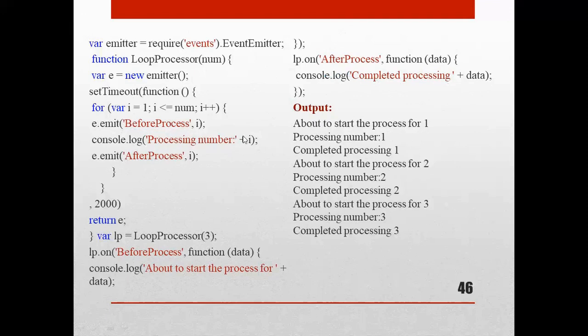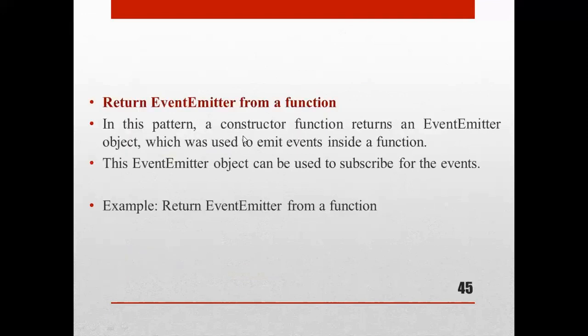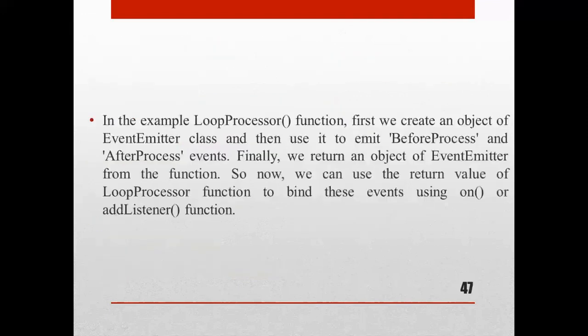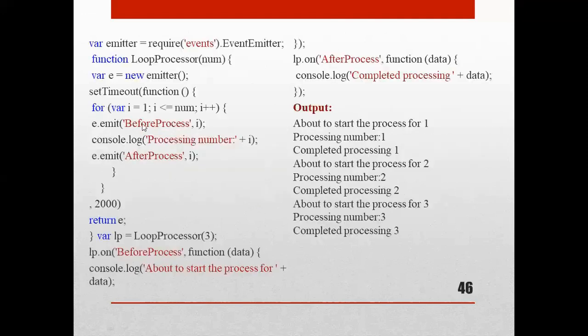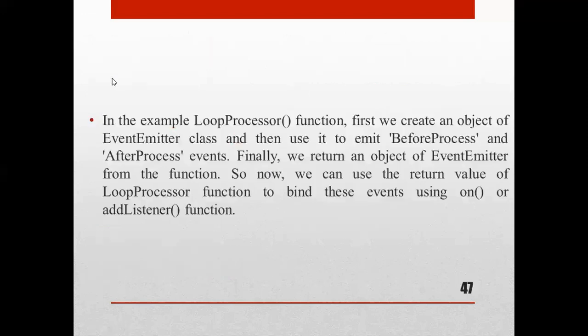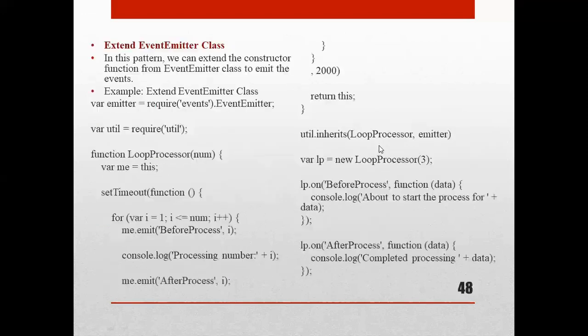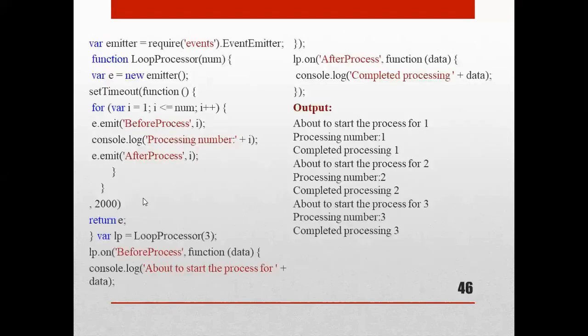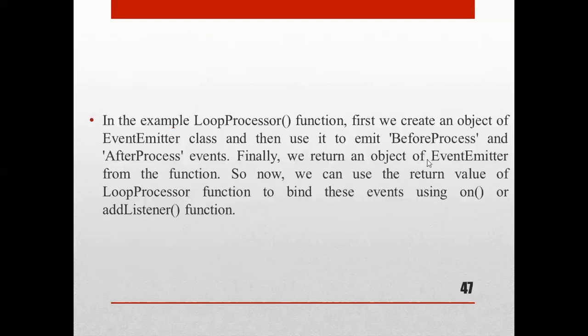Okay, so this is the way it will return the event emitter from the function. Here we have seen that the loop processor function will create an object of the event emitter class, then use it to emit before process and after process events, and finally it will return an object of event emitter from the function.